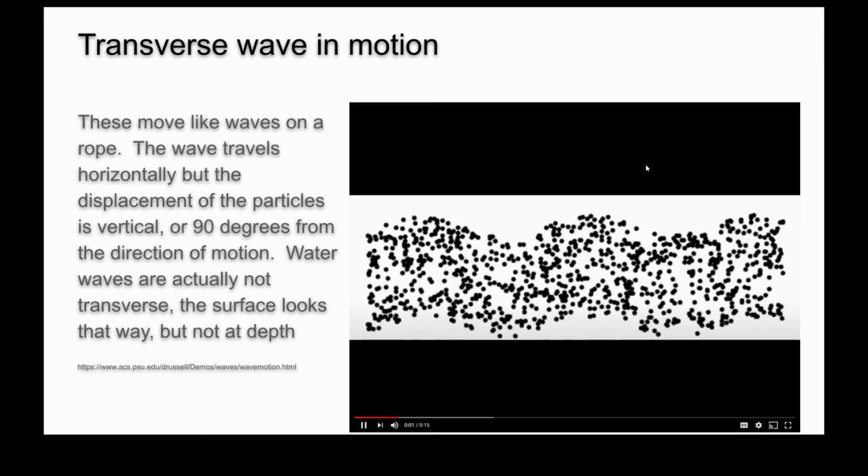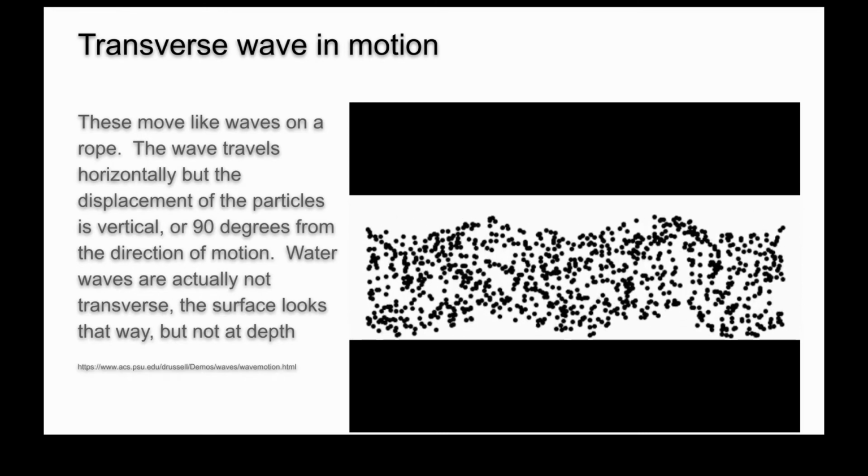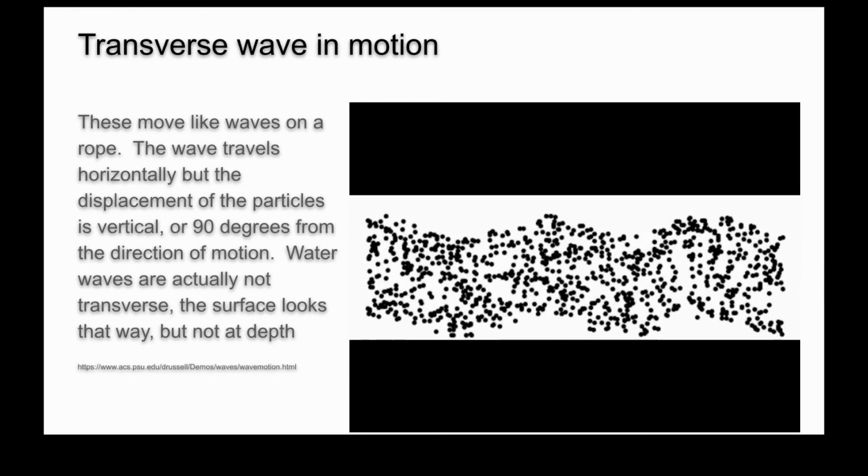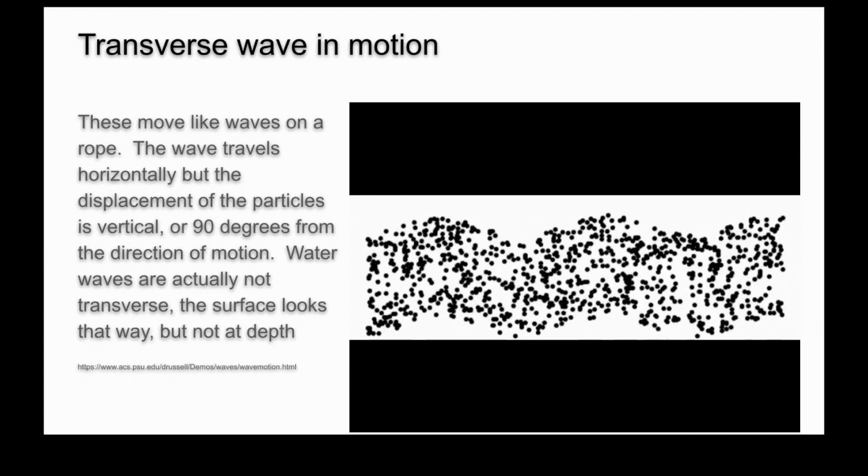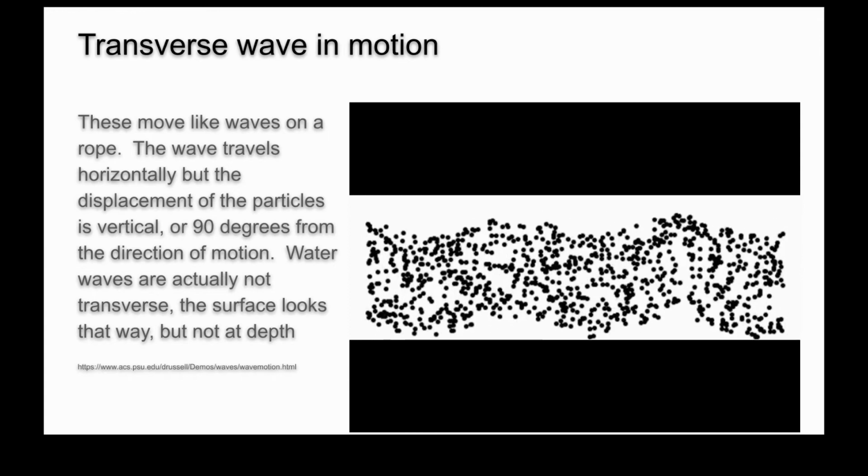Now here's an example from a physicist that you'll see credit below and in the next video, that the particles move up and down, but the wave itself is moving to the right.